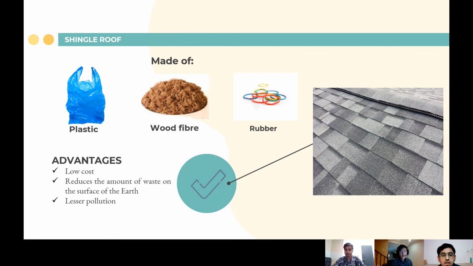Next. Once we have completed the body of the house, we would then install a shingle roof made of recyclable materials such as plastic, wood fiber, and rubber. There are many advantages that come with this roof. They are ridiculously cheap and are durable as they have a lifespan of up to 50 years, eliminating the need to change them regularly. It will also reduce the amount of waste on the surface of the earth, reducing the level of pollution. Next.